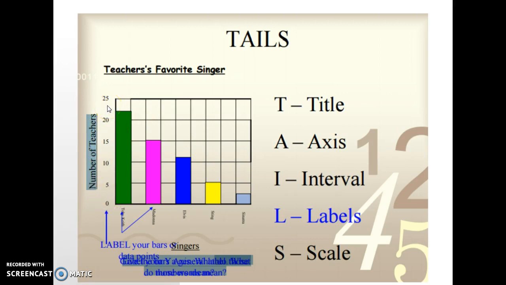Okay. And then the last thing that you need is L for labels. You need to make sure that you have your y-axis label, and you need to make sure you have your x-axis label.